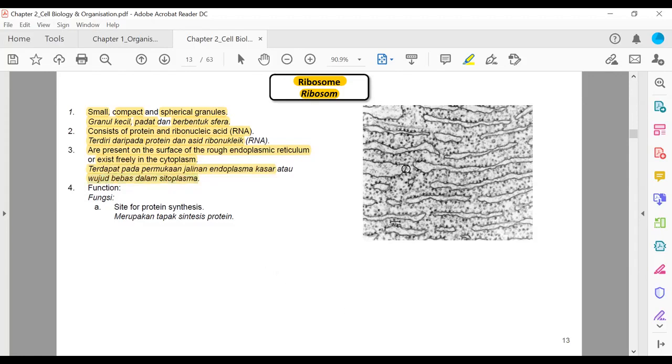Okay, cuba tengok gambar ini. Gambar ini, yang ini ialah rough endoplasmic reticulum. This is RER. Semua ni ialah rough endoplasmic reticulum dan kalau kamu tengok betul-betul di atas rough endoplasmic reticulum ni kamu nampak ada butiran-butiran kecil. You can see small dots there. Can you see, right? Nampak kan?